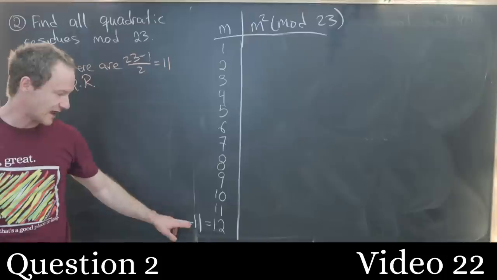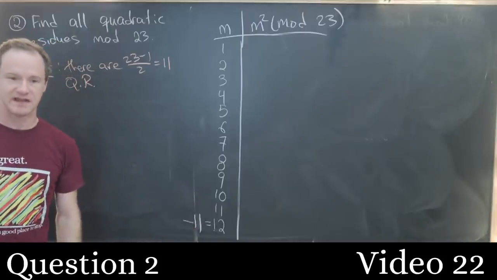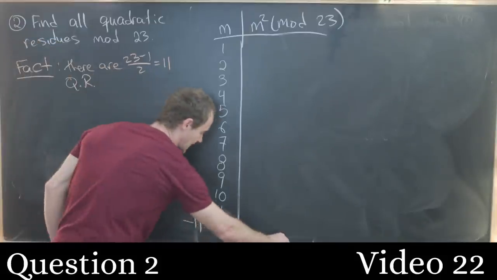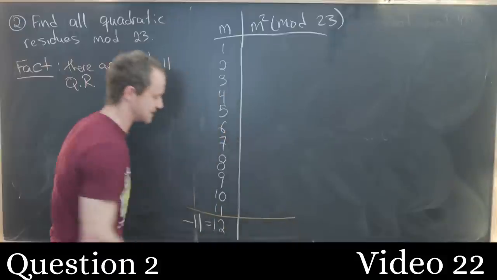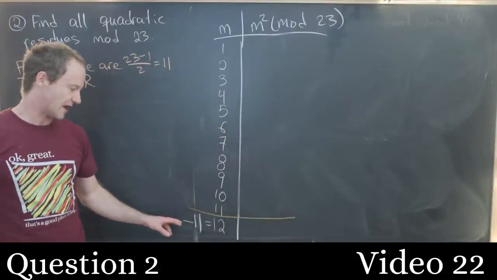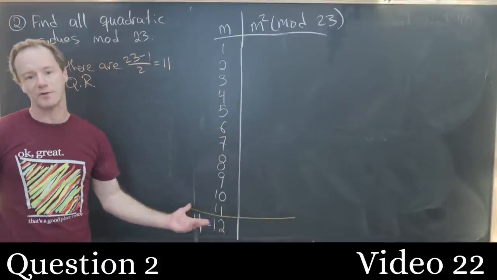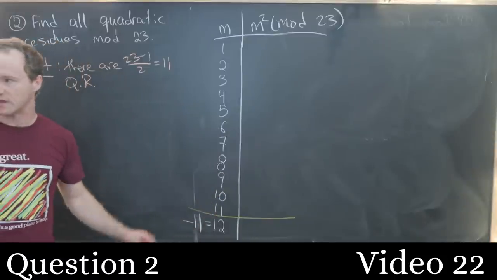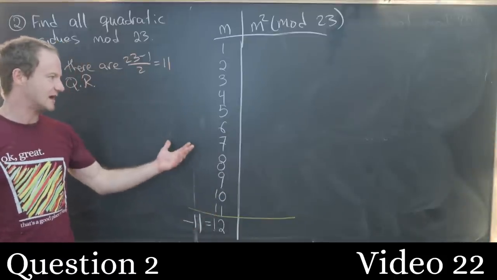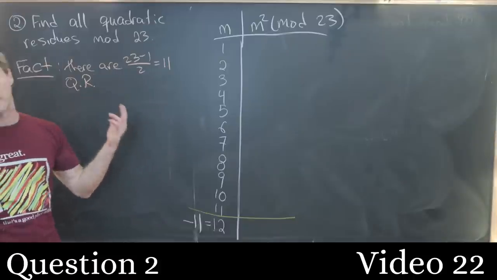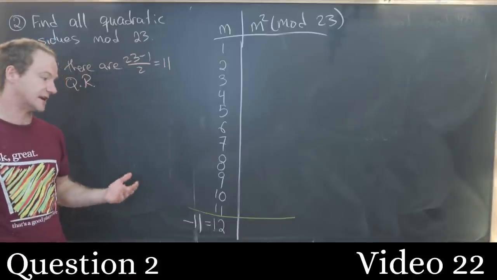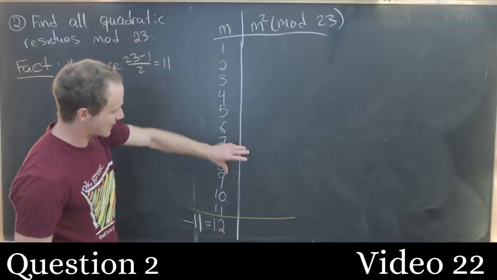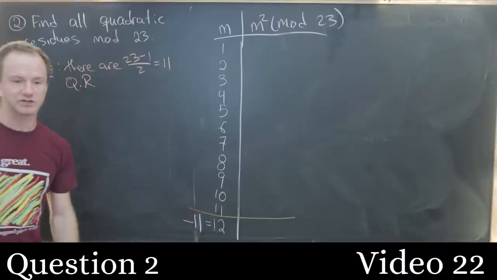But notice that negative 11 and 11 will square to the same thing. So that means we really only have to go halfway. And this is a trick we used in class, so I think this was fair here. Notice that 13 will be equal to negative 10. So negative 10 and 10 will square to the same thing. And this is actually inside of the proof that there are P minus 1 over 2 quadratic residues anyway. Okay, so now we can just square each of these, and those will give us all our quadratic residues.